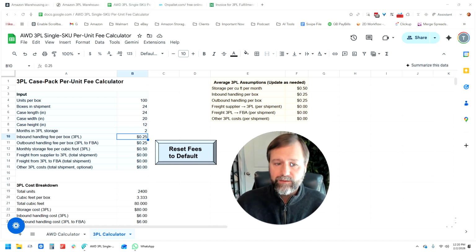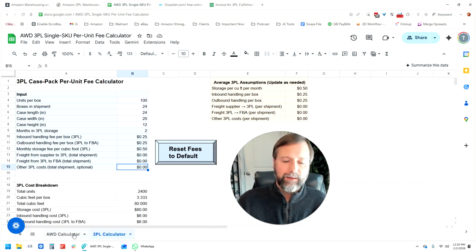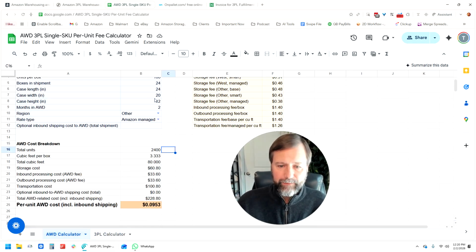When you do contact a 3PL, you're going to be able to get these numbers in more detail, so you can put in these more exact inbound and outbound handling fees, and then any other costs that your 3PL is going to charge you, and be able to get a better breakdown and compare it to AWD.